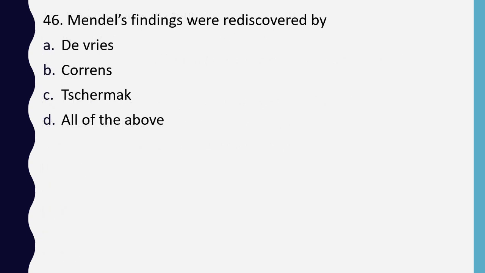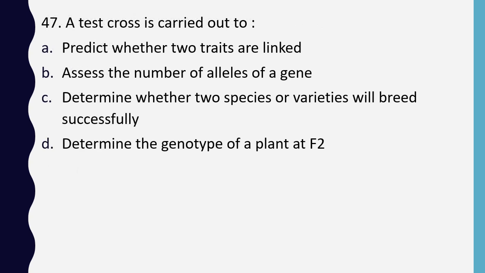Question number 46. Mendel's findings were rediscovered by De Vries, Correns, Tschermak, or option D, all of above. The correct answer is option D, all of above. Question number 47. A test cross is carried out to predict whether two traits are linked, to assess the number of alleles of a gene, to determine whether two species or varieties will breed successfully, to determine the genotype of a plant at F2. Test cross is carried out to. Correct answer is option D, to determine the genotype of a plant at F2.